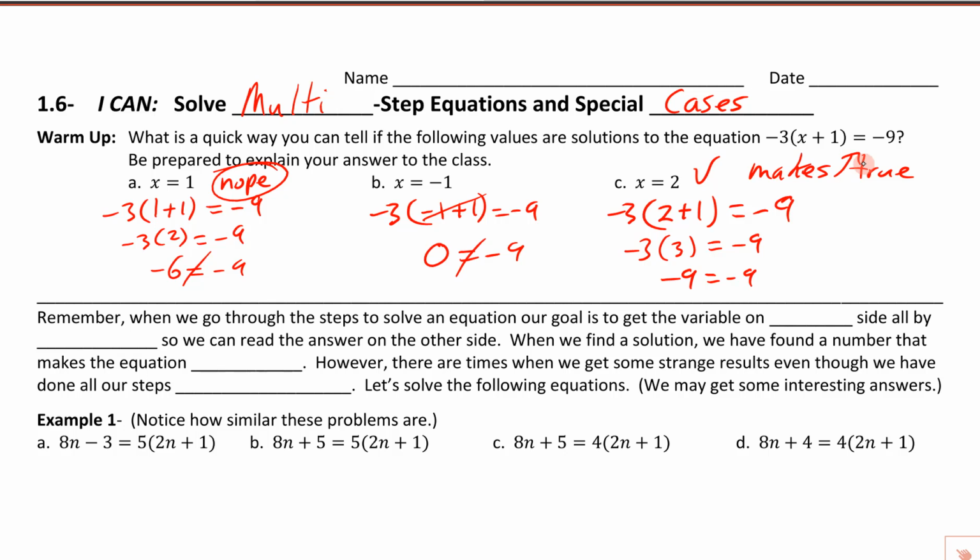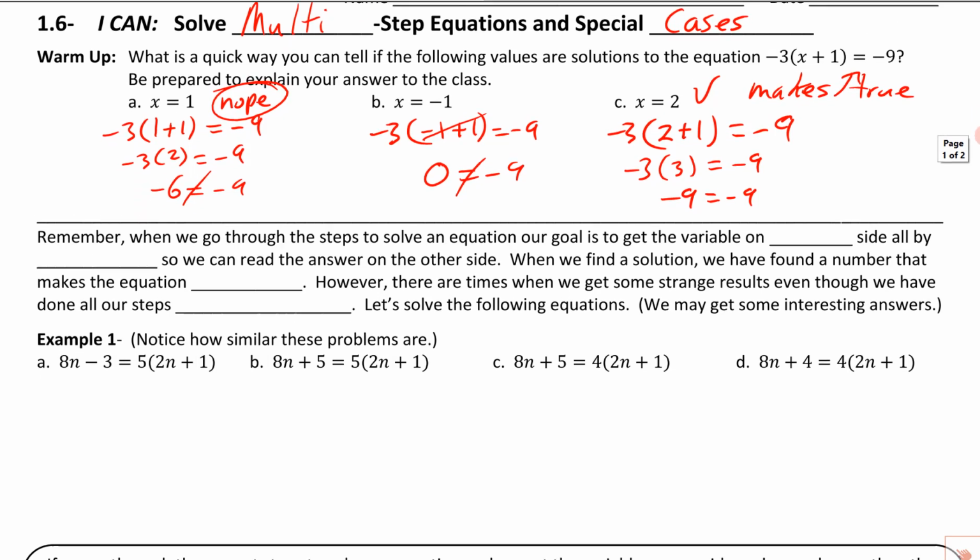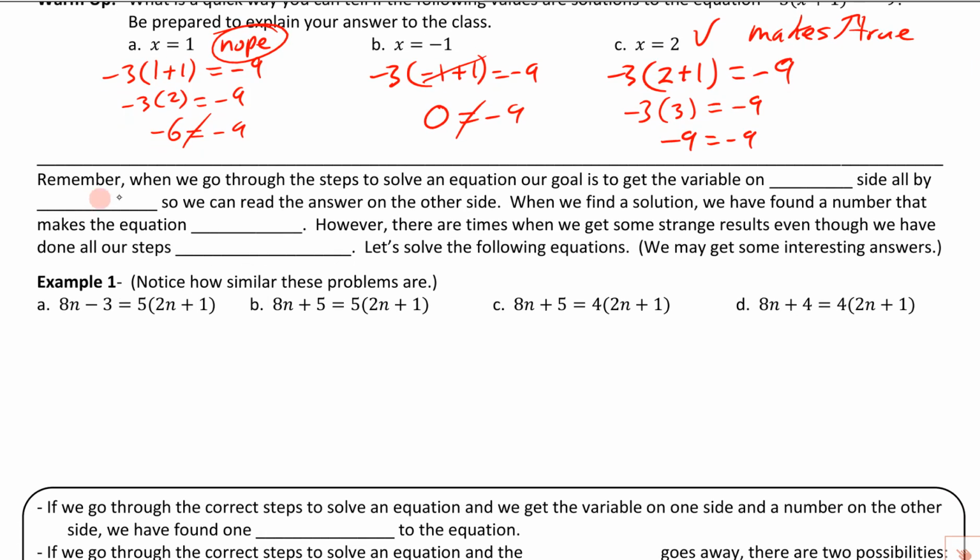And that's the whole point of solving an equation. You want to keep that in mind as we do the stuff that we're going to encounter today. So remember, when we go through the steps to solve an equation, our goal is to get the variable on one side. We want to isolate it so we get it all by itself. And the reason we do that is we want to be able to read off the answer on the other side. When we find a solution to an equation, what we've done is we found a number that makes the equation true.